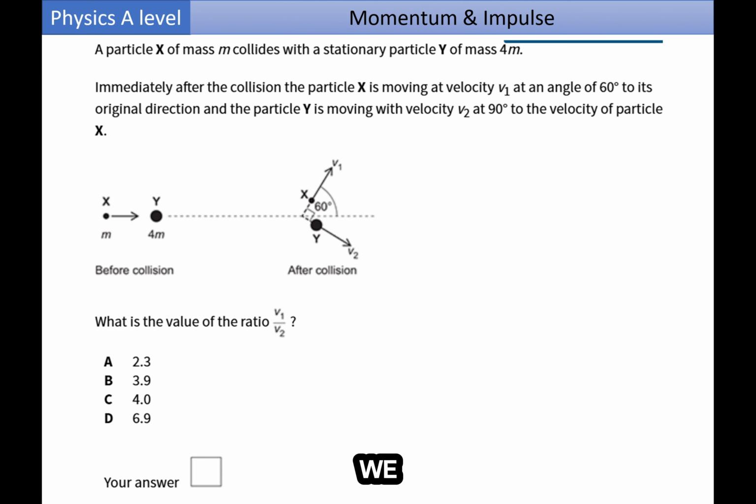I've got another question here. We're going to work out the ratio of v1 over v2. Now I can do the momentum in the x direction and the y directions and see which is the best to use. So let's do the x direction then.